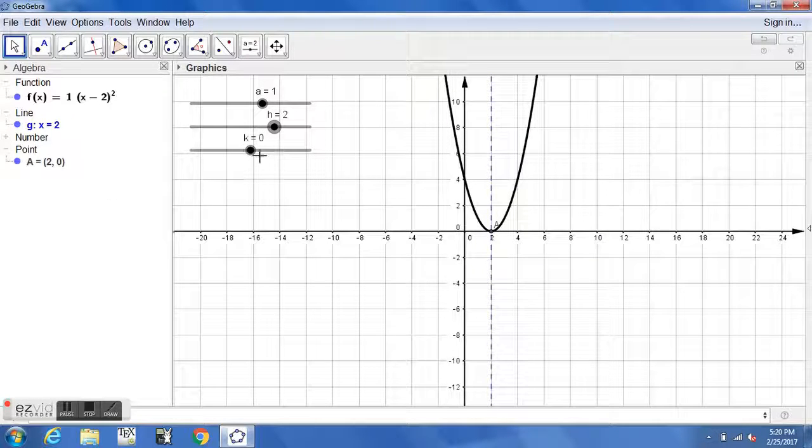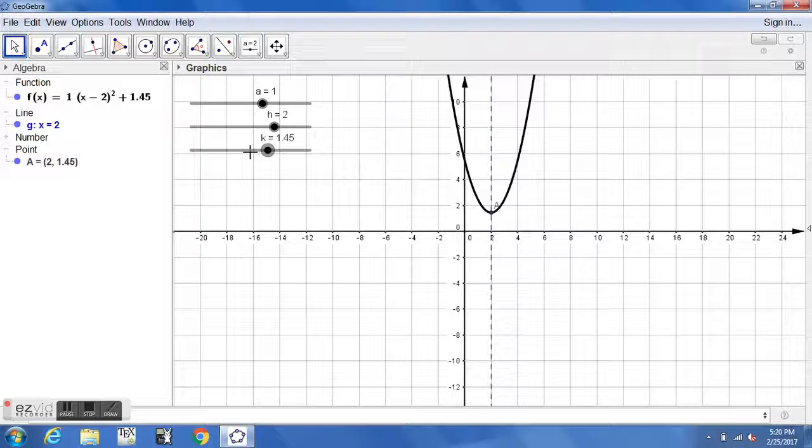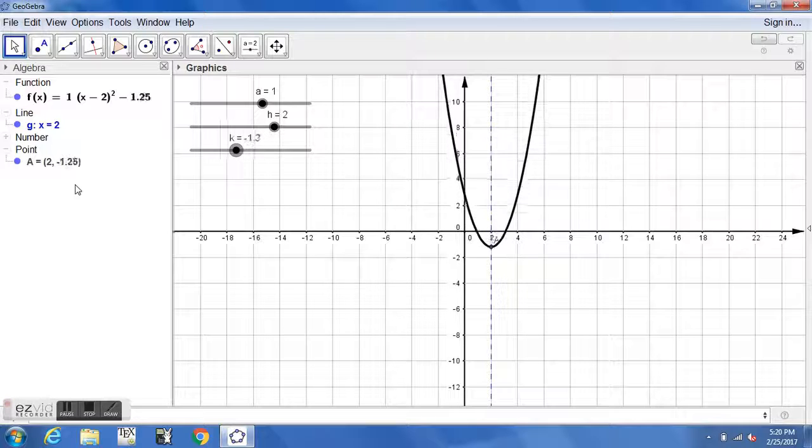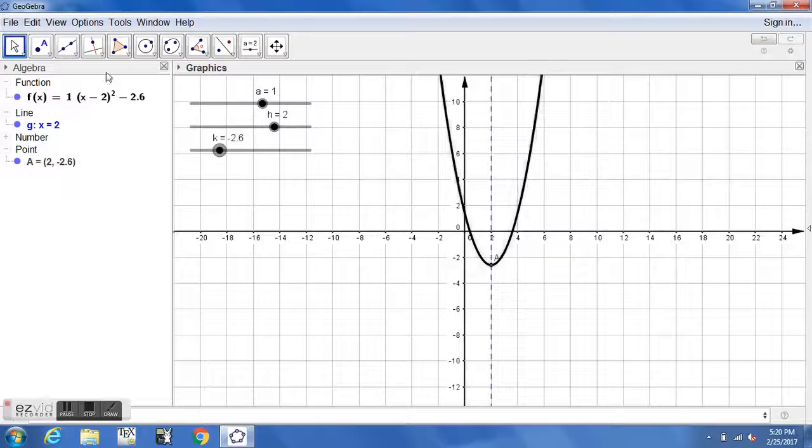The next one I'm going to move is my k. As I move this, you'll see that the graph starts moving up and down. It doesn't change my axis of symmetry, but what's happening in the equation, just on the outside, is changing my y value. As the number gets bigger, it goes up. As the number gets smaller and goes into the negatives, it moves down. So those are your 3 basic transformations of a parabola.